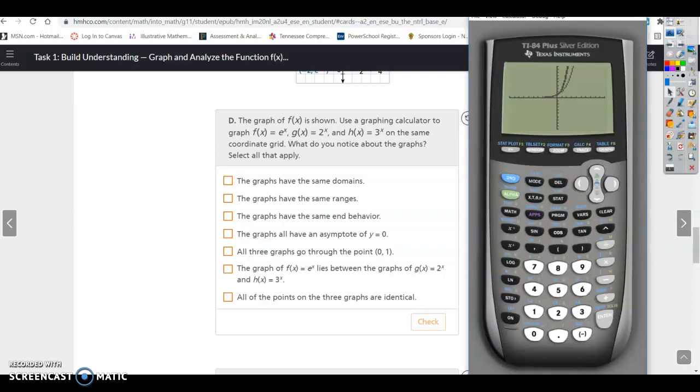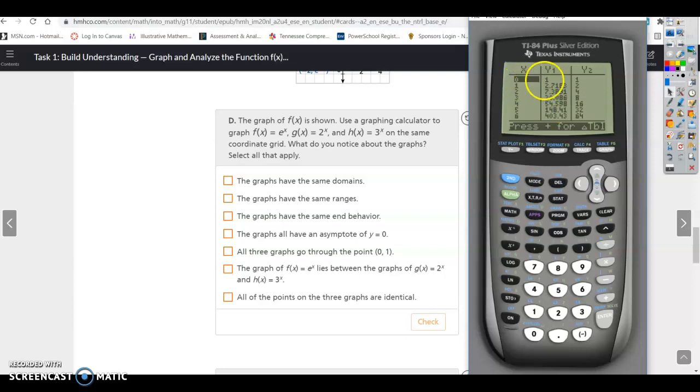Select all that apply. All right, so here we can see that a lot of the things are very much the same. So they have the same domain, that's true. They have the same range. Well, they're all three above 0, that's true. They have the same end behavior. They're all approaching 0 on this side and infinity on this side. They have an asymptote of y equals 0, that's true. They all approach this line here. All three graphs go through the point 0, 1. Okay, it's kind of hard to see there, but it does look like they all go through the same y-intercept. We can check the table if you want.